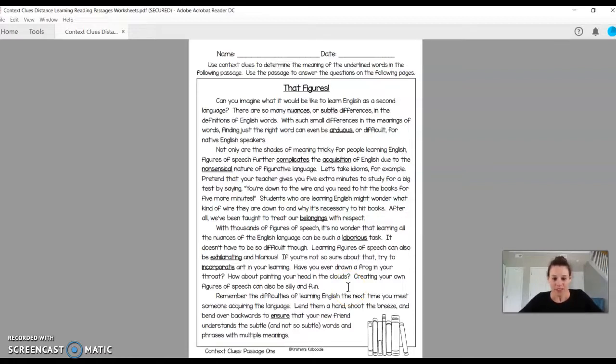Remember the difficulties of learning English the next time you meet someone acquiring the language. Lend them a hand, shoot the breeze, and bend over backwards to ensure that your new friend understands the subtle and not so subtle words and phrases with multiple meanings.